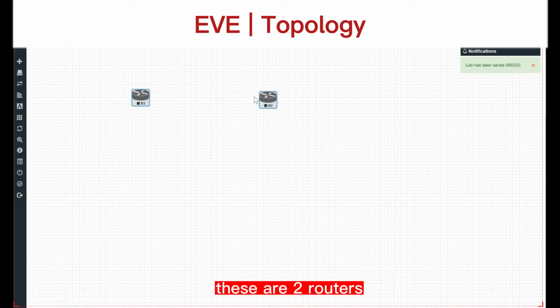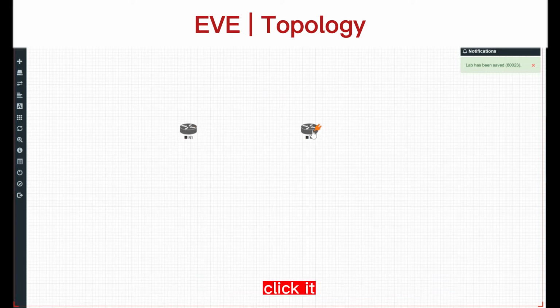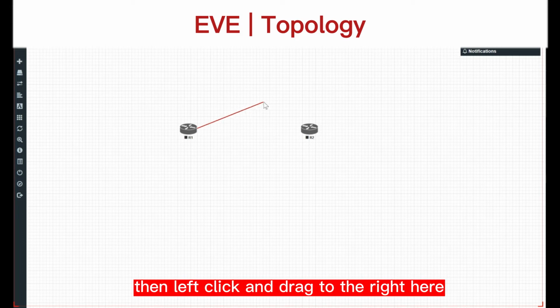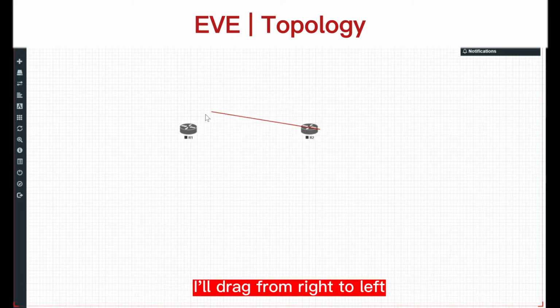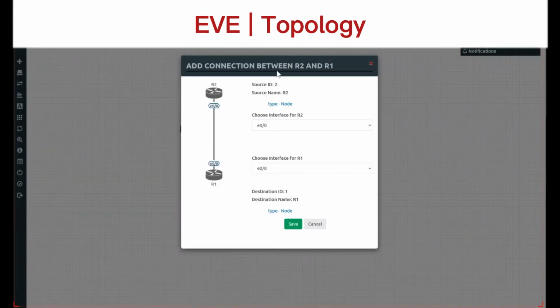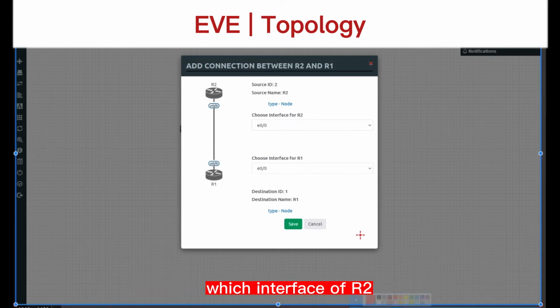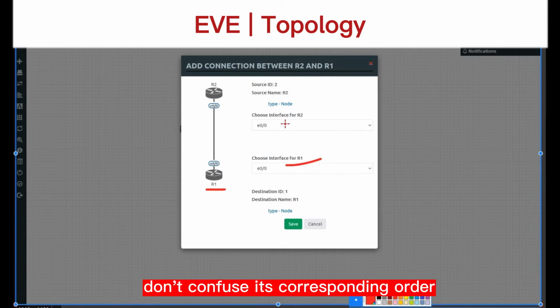These are 2 routers. So how do they connect to each other? Look. Click it. It will become highlighted. Then left click and drag to the right here. I'll drag from right to left, because it's easier. Okay. This worked. Now it will prompt you to select which interface of R1 to connect to which interface of R2. Below this is R1. Don't confuse its corresponding order.